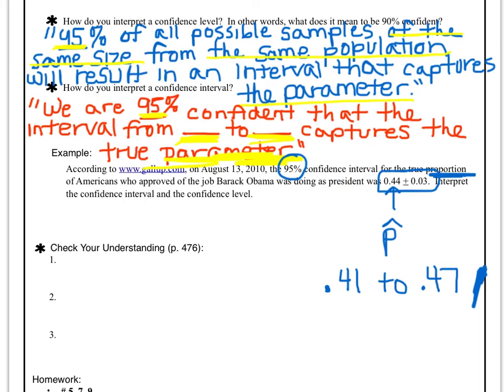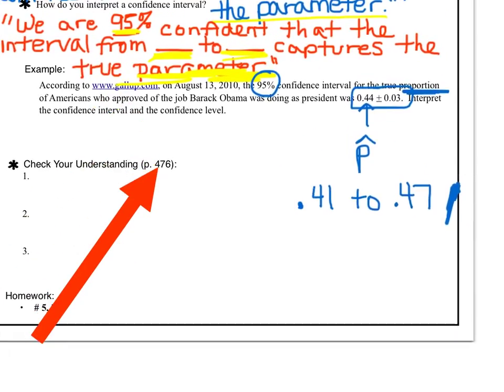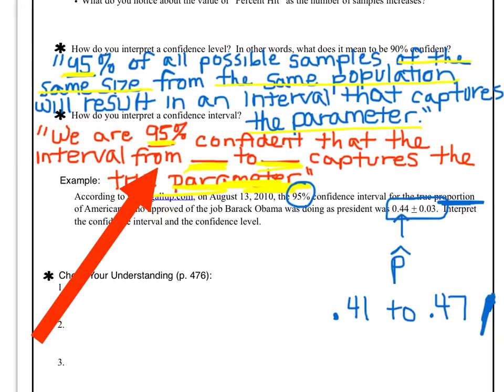There you go. Knowing these two sentences right here is very important because you can repeat them verbatim and just plug in the blanks. It's really important because you will be asked, how do I interpret the confidence level? How do I interpret the confidence interval? Those will definitely be questions that you will be asked.